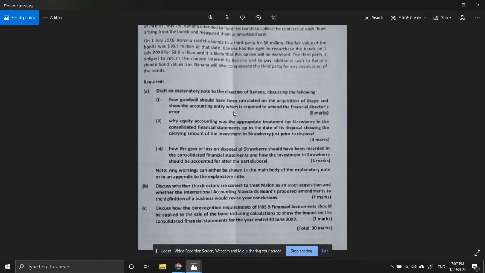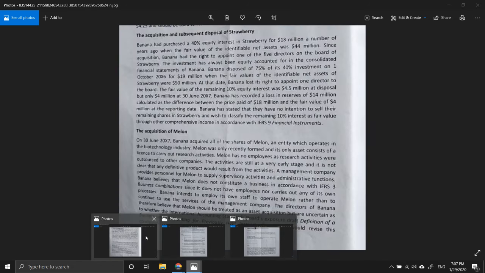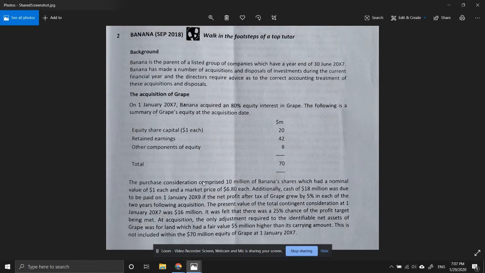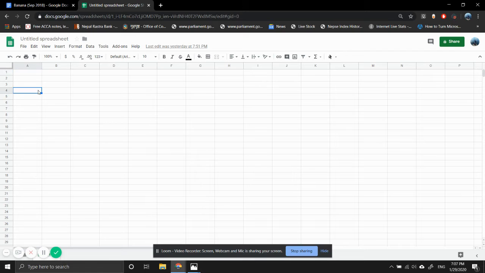How goodwill should have been calculated on acquisition of Grape. So let's solve that thing first of all. So it has calculated goodwill this way, but should be calculated. So let's use our spreadsheet. Okay, calculation of goodwill.